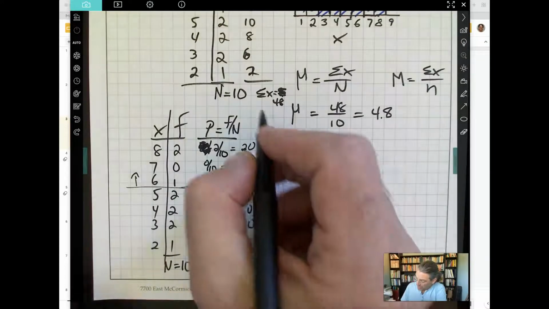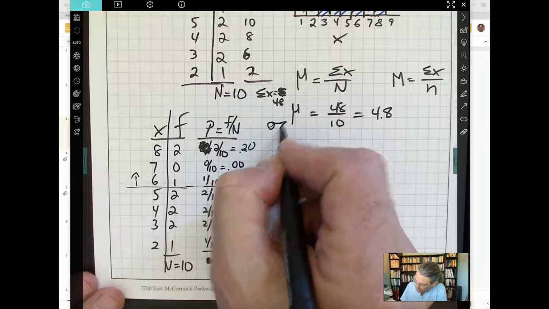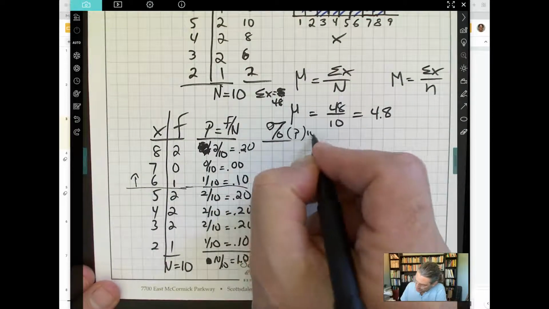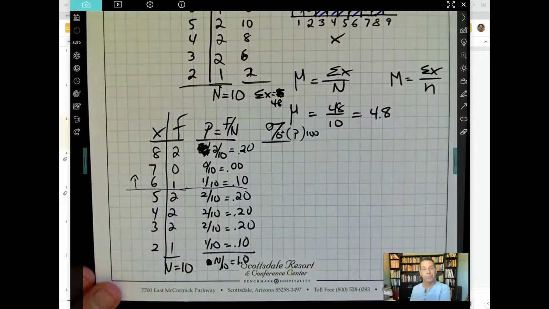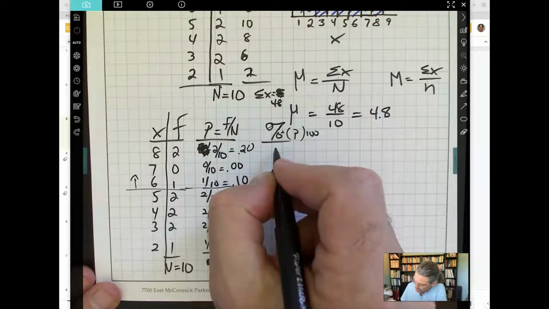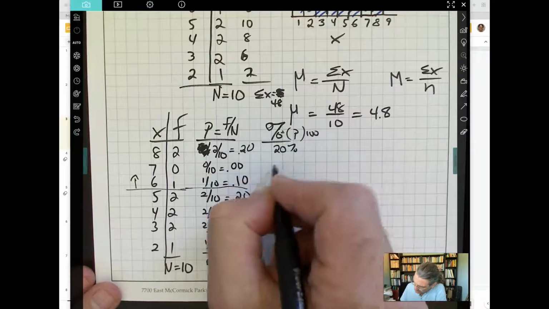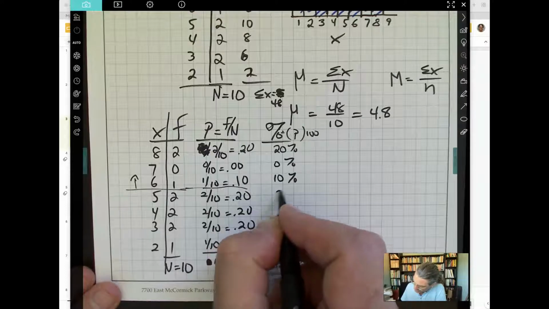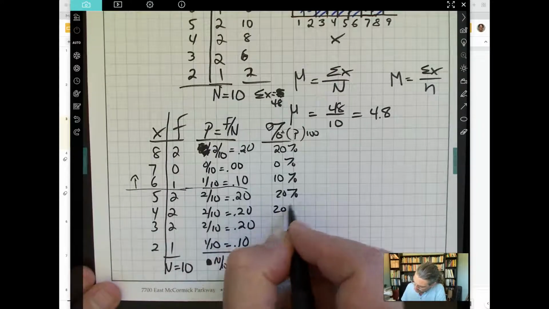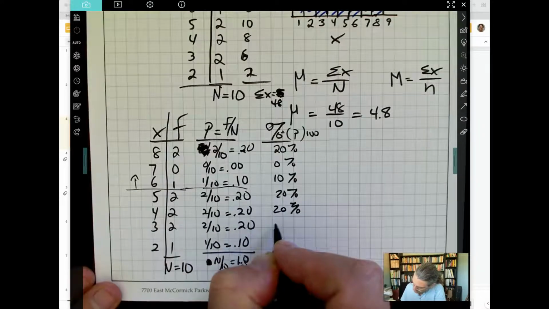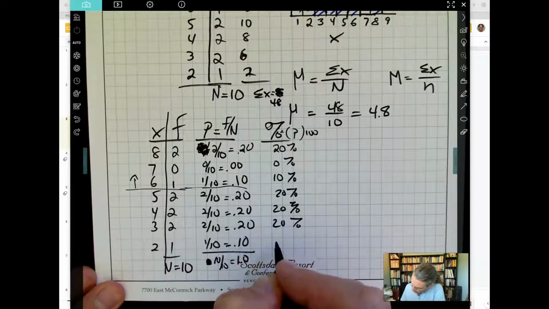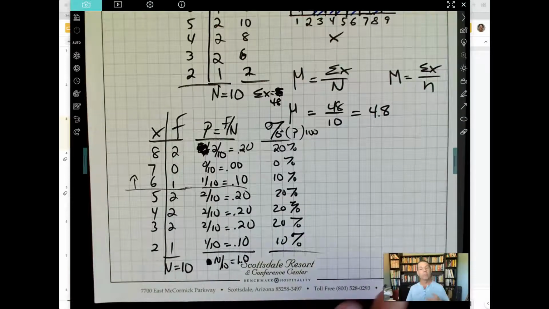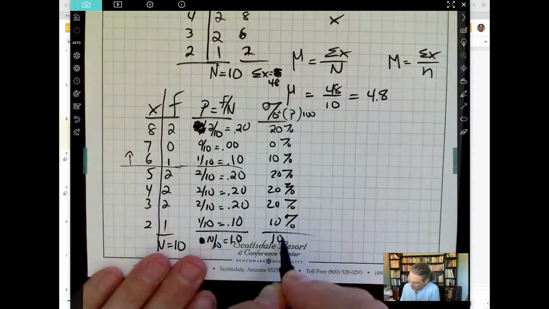So the other thing is we can also turn it into a percentage. And the percentage is where you just take the proportion times 100. And so this would be 0.20 times 100 is 20%. 0% is for the 7. 10% scored a 6. 20% scored a 5. 20% scored a 4. 20% scored a 3. And 10% scored a 2. Okay, and again, that should add up to 100%.